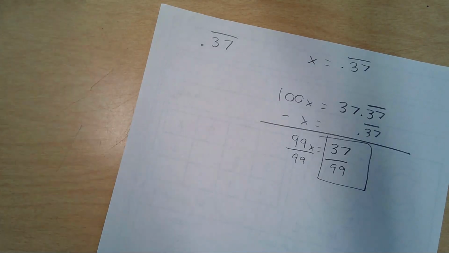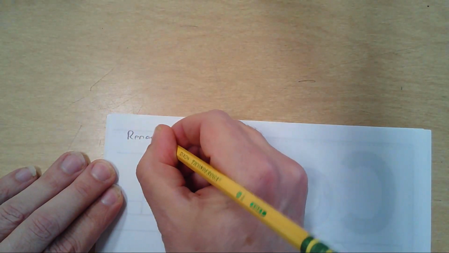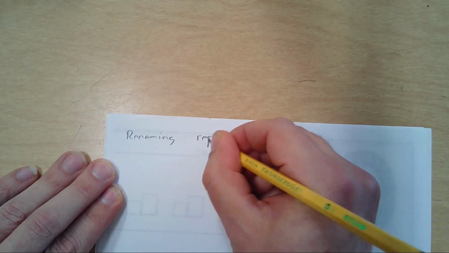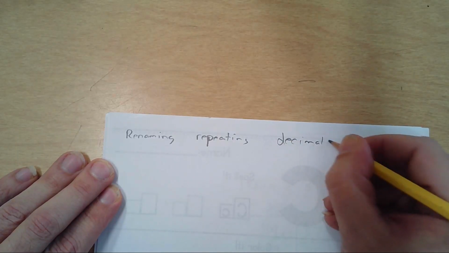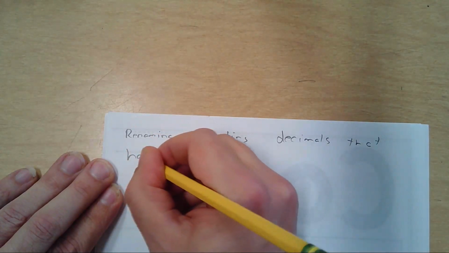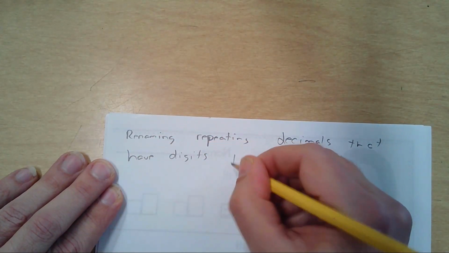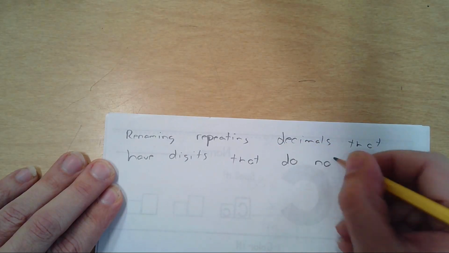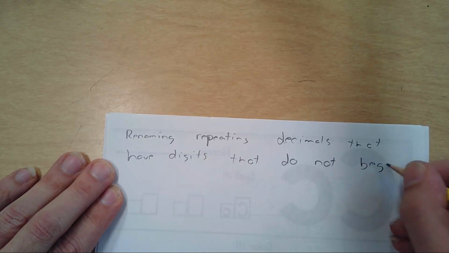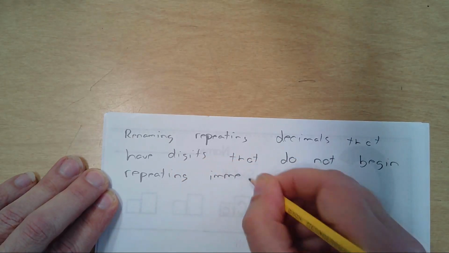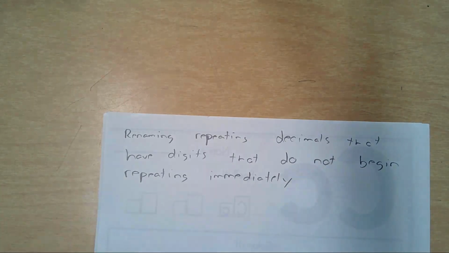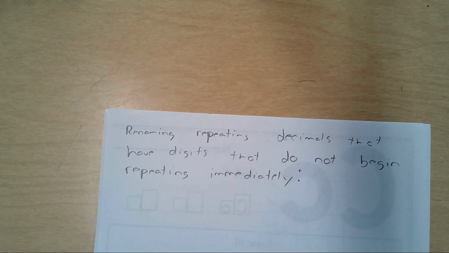All right, here we go. So the other part, we'll call this renaming repeating decimals that have digits that do not begin repeating immediately. Kind of a long title here.